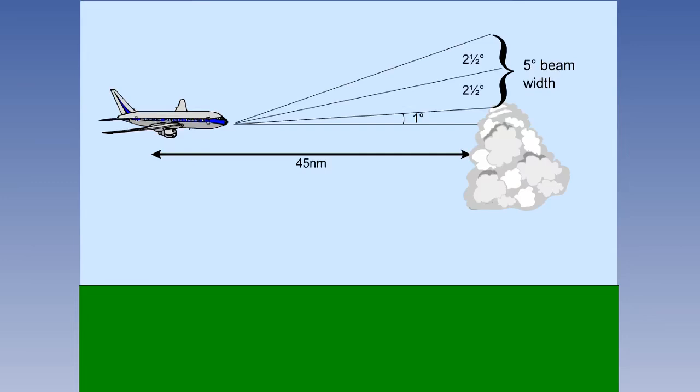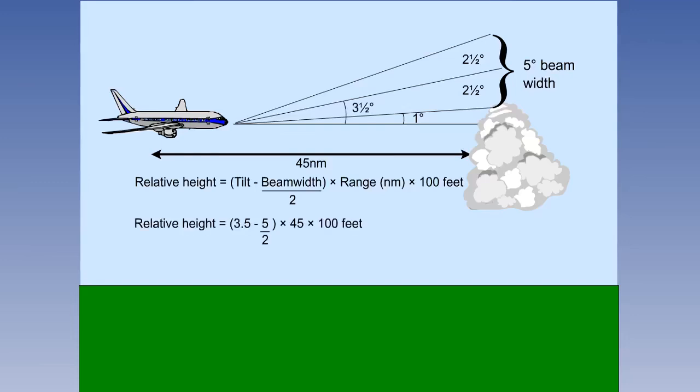As we are measuring from the center of the beam to its bottom, we have to deduct half the beam width from our tilt angle in order to calculate the angle between the aircraft horizontal and the top of the cloud. The simple way to calculate this height is to use the 1 in 60 rule, shown here. The height of the top of the cloud above the aircraft horizontal is the tilt angle, minus half the beam width, times the range, times 100 feet.